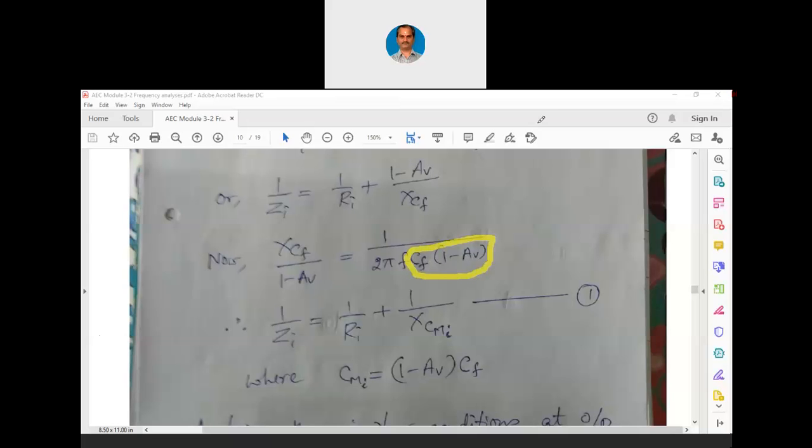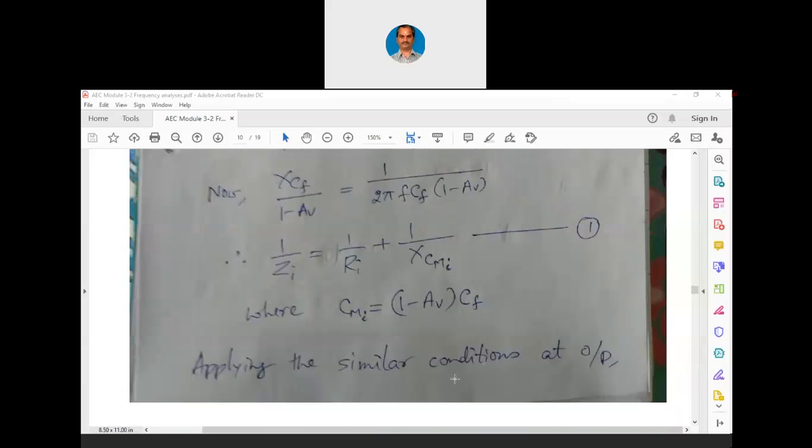So now we have an expression with respect to input. We are representing this feedback capacitance in its counterpart at the left side. Because you can see Zi is at the left side, Ri is at the left side. Now XCMI also comes at the left side now, because it is a net effect of input impedance of the whole circuit considering the feedback capacitance and the amplifier's input resistance. So let us call this as equation 1 now.